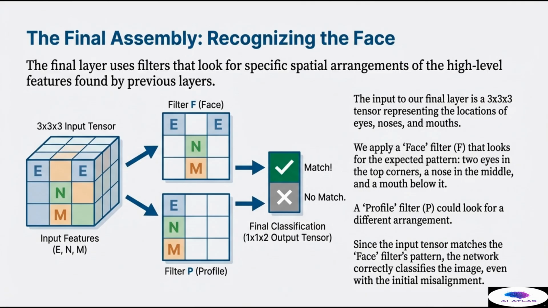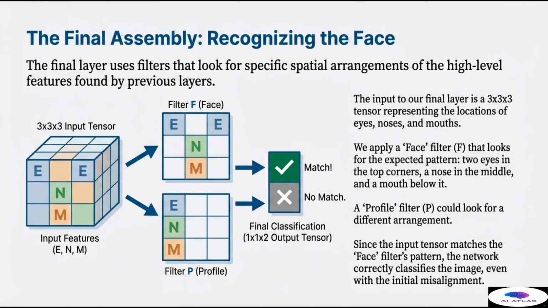Filter F, the face filter, looks for the expected frontal pattern: two eyes in the top corners E, a nose in the middle N, and a mouth below it M. When we apply the face filter to our input tensor, it matches the pattern perfectly, resulting in a high activation score, which translates to a match. The resulting output tensor is 1x1x2, containing the final scores for each possible classification.